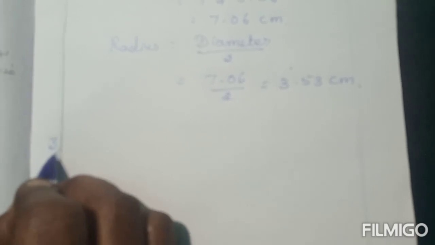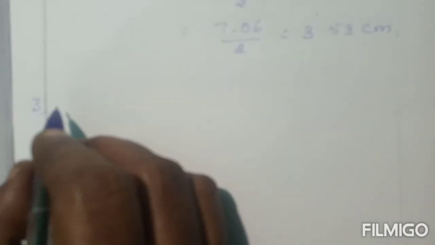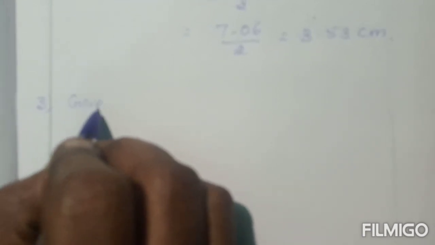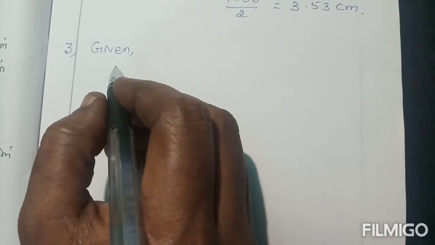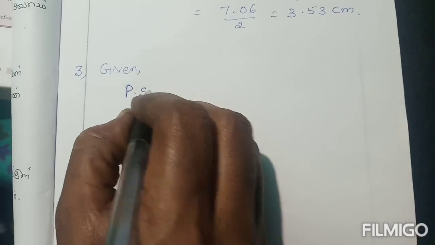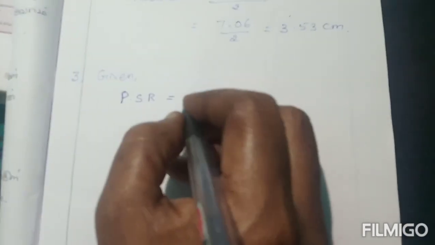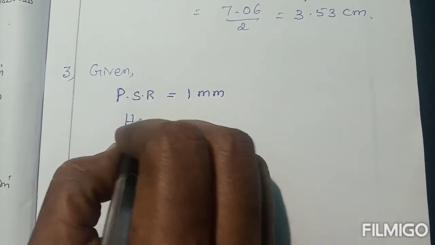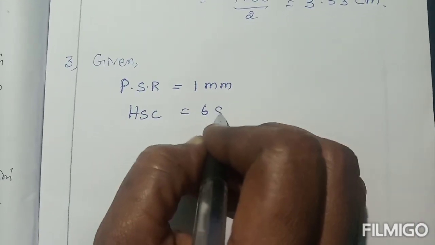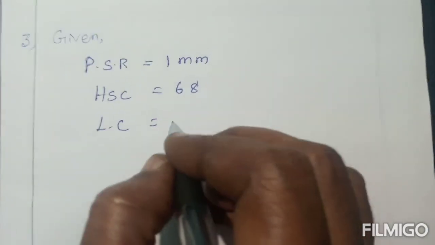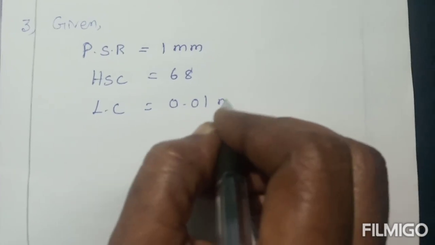Then question number 3. So what is given in the question? Look at the question, read the question 2 times, and write what is given in the question. Okay, first we can write given. PSR equal to 1 millimeter. It is given in millimeter. Then HC equal to 68. The least count of a screw gauge is 0.01 millimeter.